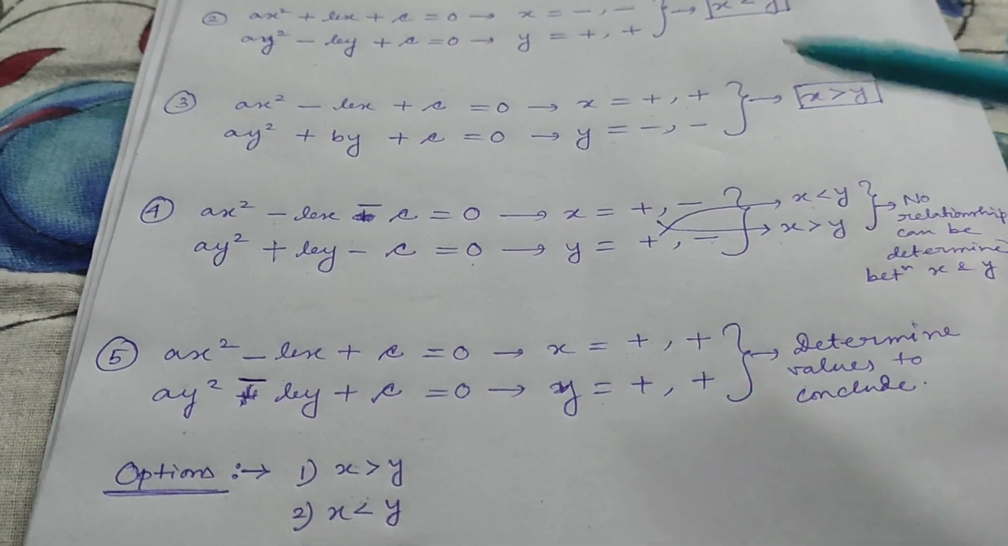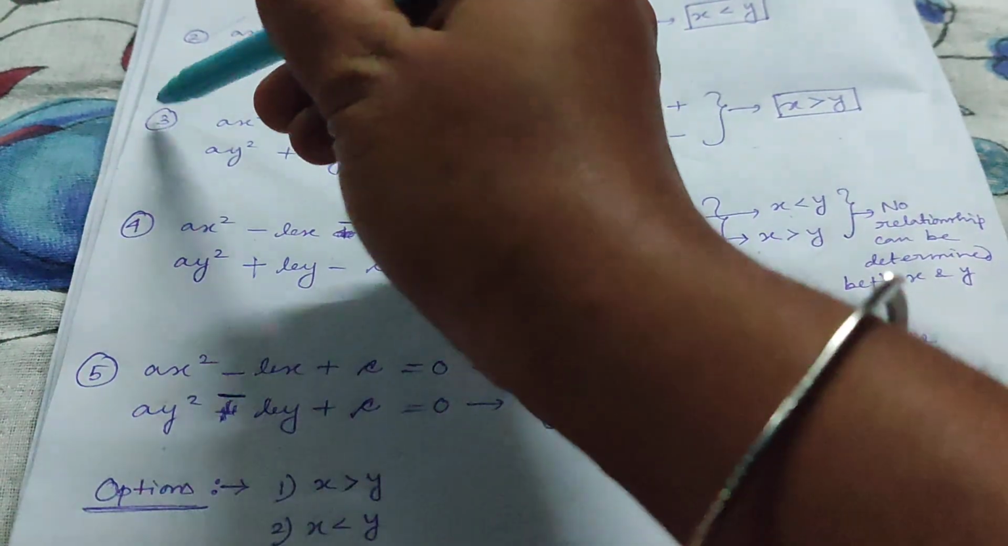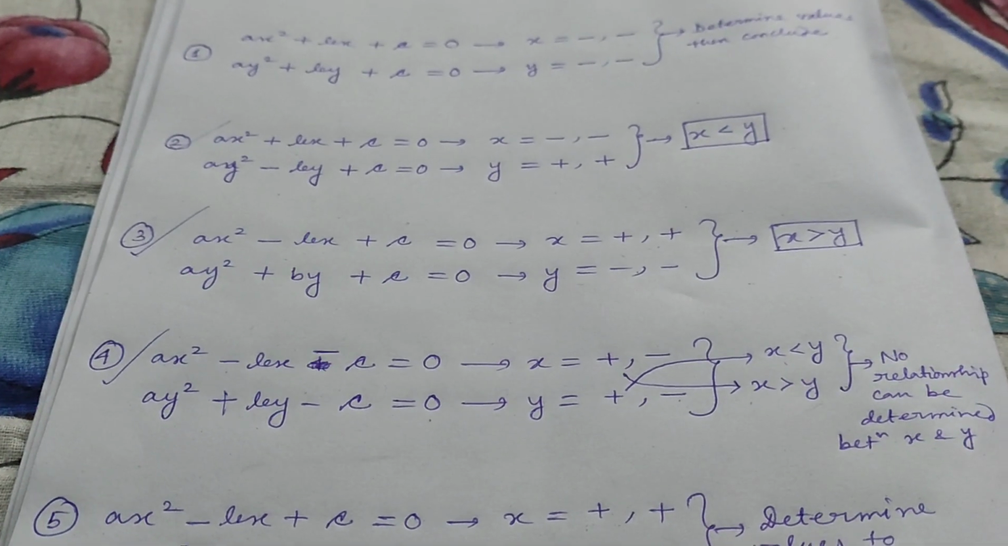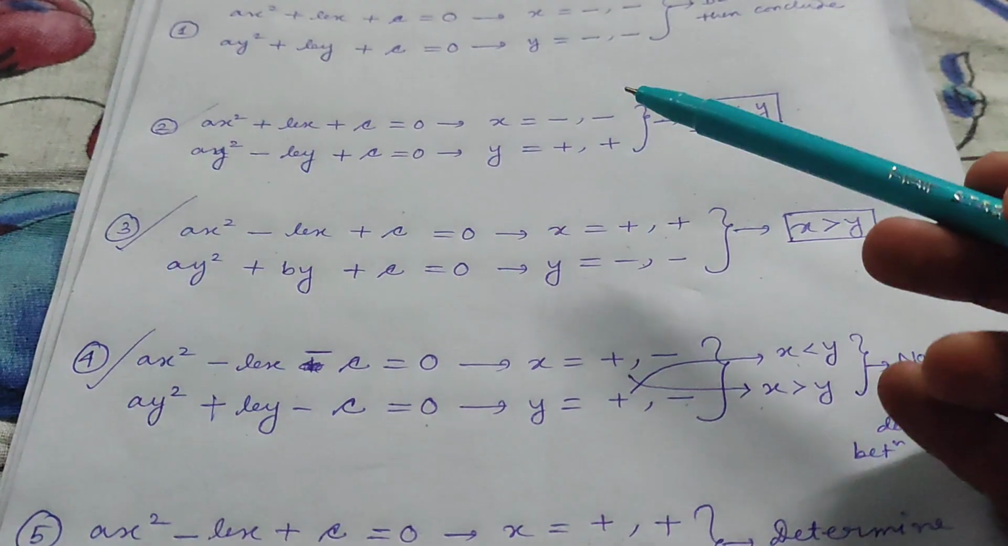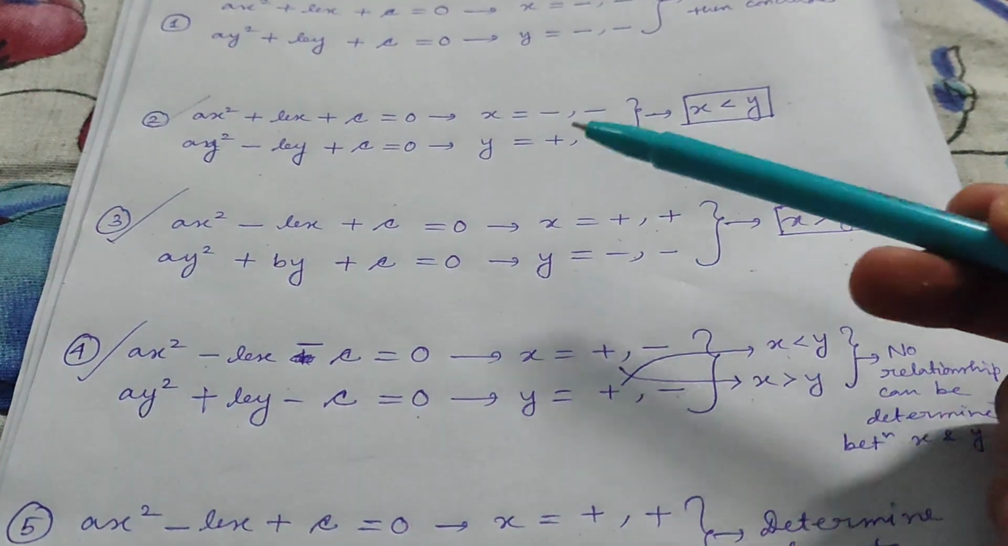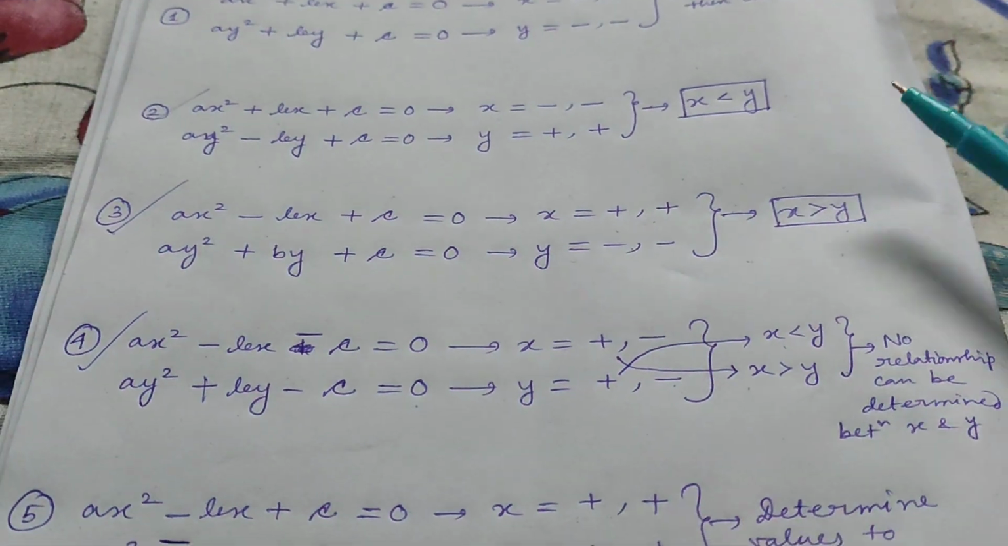So in these three kinds of quadratic equation pairs, equation 2, equation 3 and equation 4, the tricks work, and we can just see it and answer very quickly.